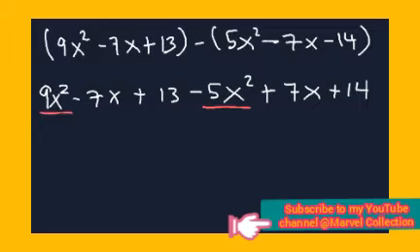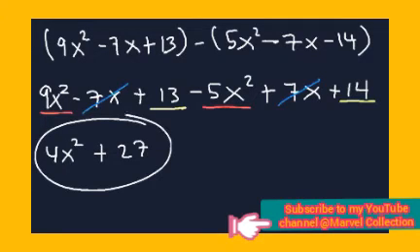So we can combine those two. 9 minus 5 is 4, so it's 4x squared. Negative 7x plus 7x is 0, so they will cancel. And 13 plus 14 is 27. So this is the answer, 4x squared plus 27.